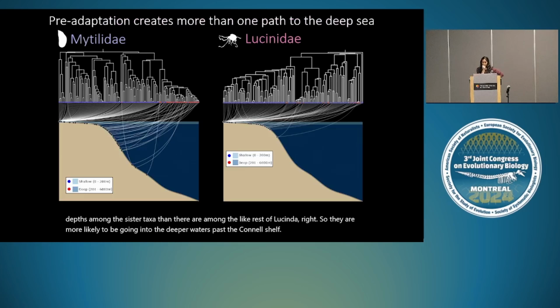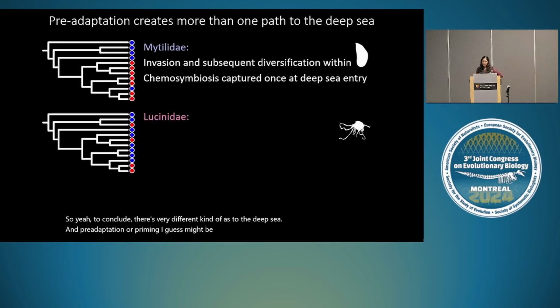So to conclude, there are very different paths to the deep sea, and pre-adaptation or priming might be playing a role in that. In the Middleids, we can see a single or two invasions of the deep sea and then diversification within, with one origination of chemosymbiosis captured at the entry to the deep sea.